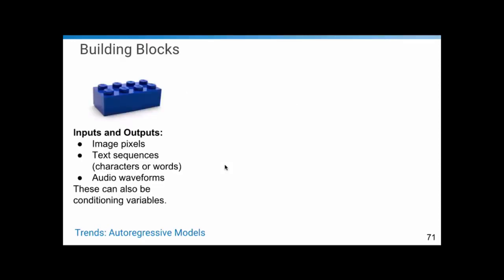So for the building blocks that we'll be using in this section, for the inputs and outputs, I'll talk about models for images, for text, and for raw audio waveforms. And these things can be inputs to the model and outputs of the model. And you can also view them as conditioning variables. For example, some problems involve more than one of these, like text to image synthesis or text to speech synthesis.